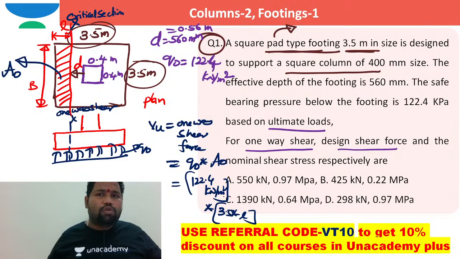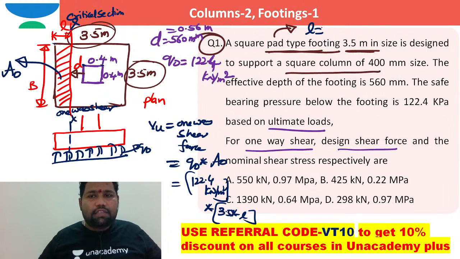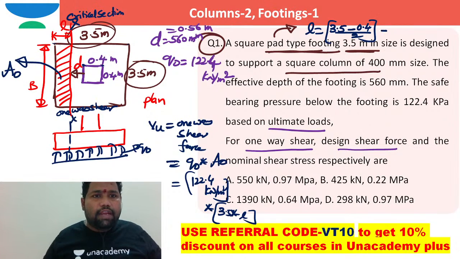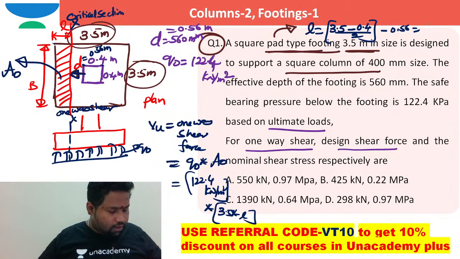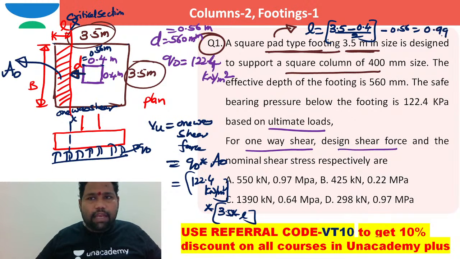Now the question is how to work out that L. Can you work out this L? Yes, this is already 3.5. I can write L is equal to 3.5 minus 0.4 by 2. From that I need to deduct the effective depth. The effective depth is 0.56 meter. So minus 0.56. If you work this out, you will end up with 0.99 meter.